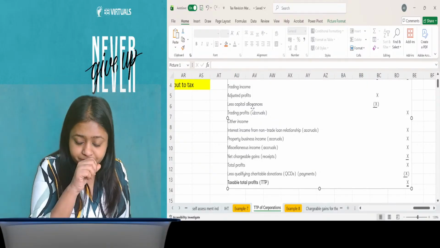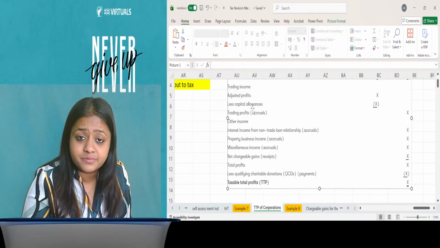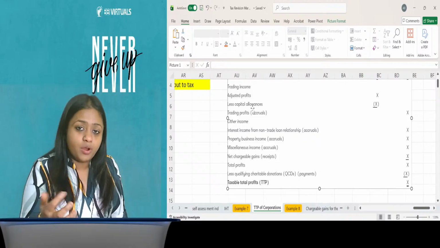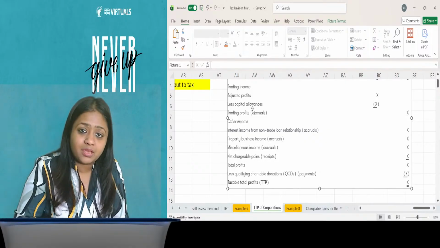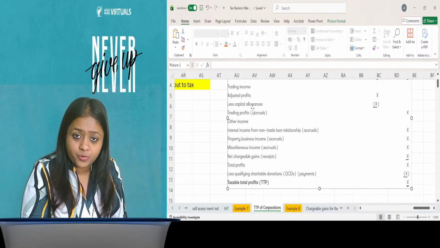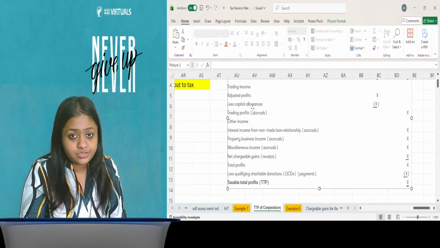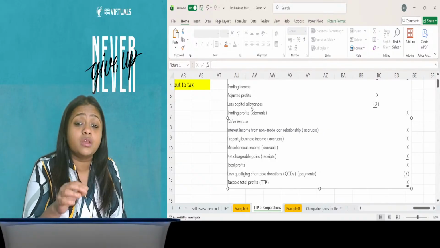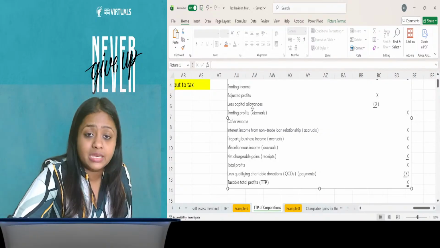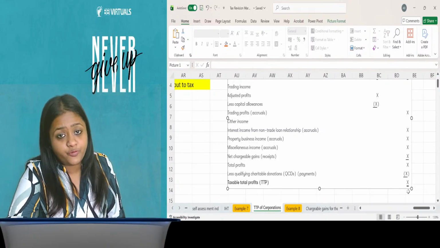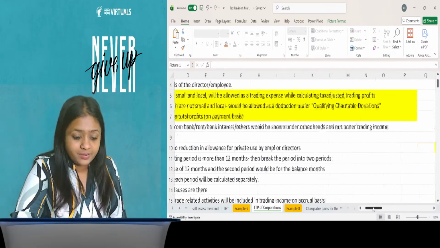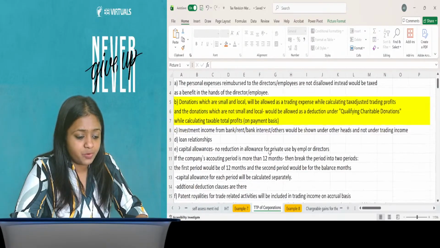Once you have all the incomes, then you get a total, and that total is called total profits. From total profits, you will reduce just one thing, which is known as qualifying charitable donations. What are these? I will explain to you. And these qualifying charitable donations are always reduced on a payment basis. Only when they are paid, they are reduced. Finally, you will get your TTP, which is taxable total profits, on which we apply corporation tax and pay taxes. Clear? Okay, now I will discuss these pointers one by one.